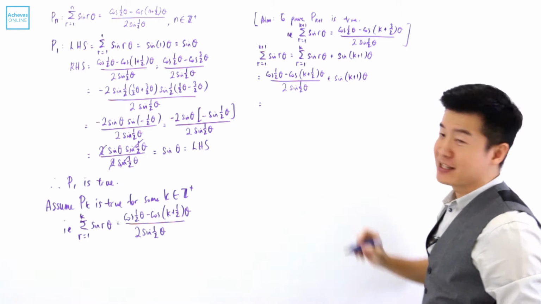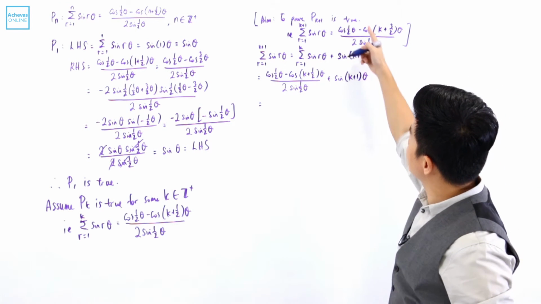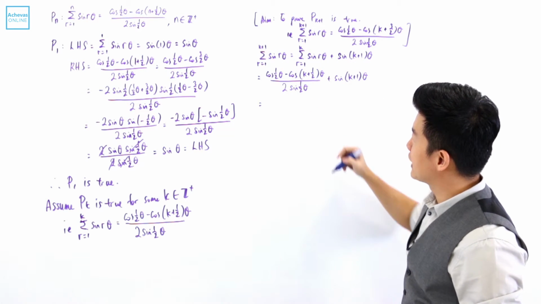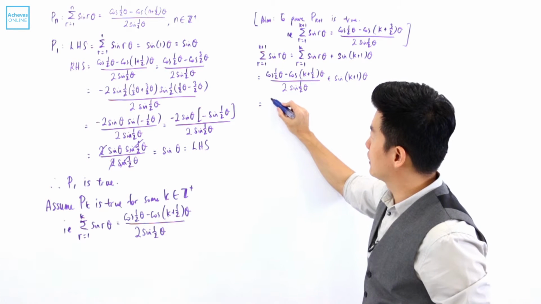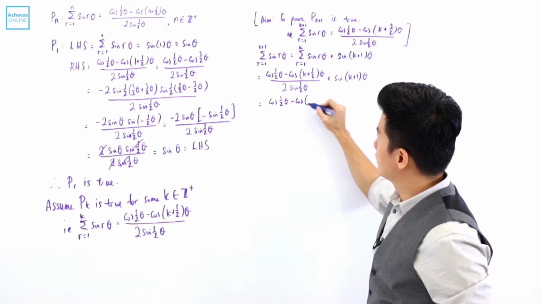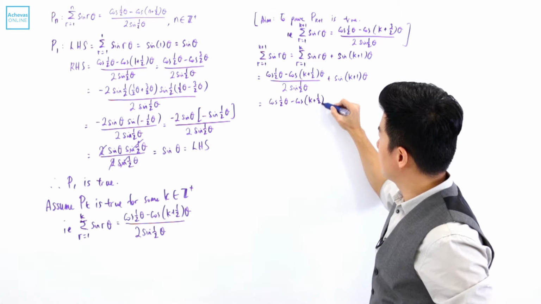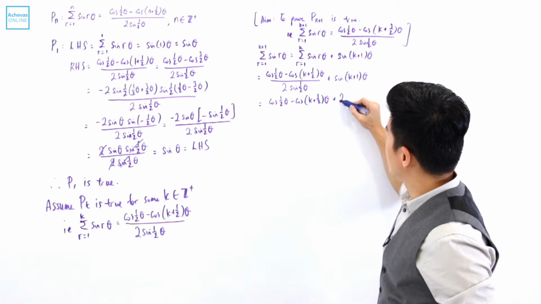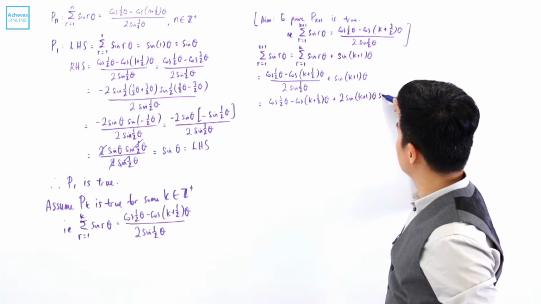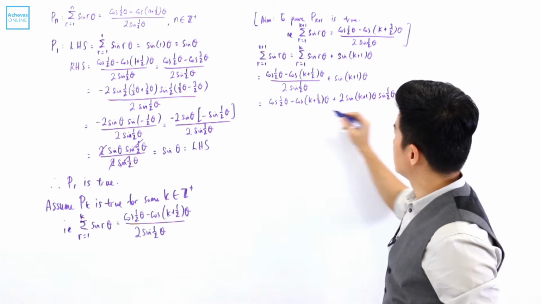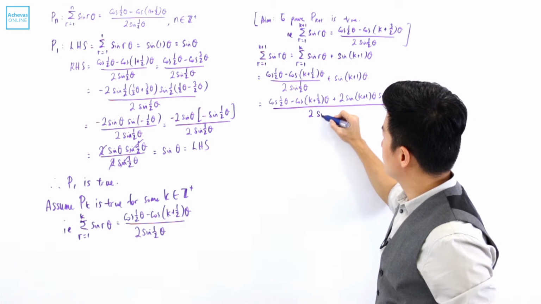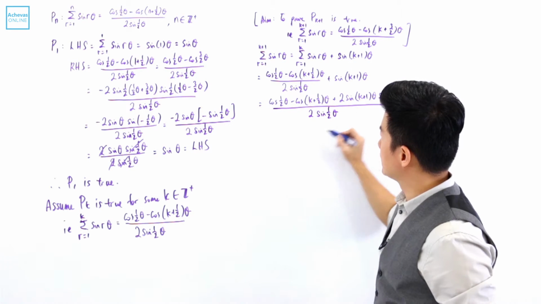I'm going to combine this into one single expression because I can see this is one single expression with the denominator as 2 sine half theta. So let's combine this together. It is going to be (cosine half theta minus cosine of (k plus half) theta plus 2 sine of (k plus 1) theta sine half theta) divided by 2 sine half theta.